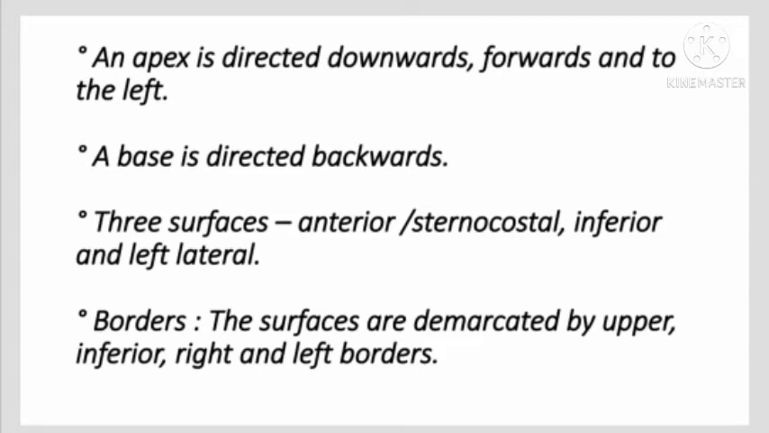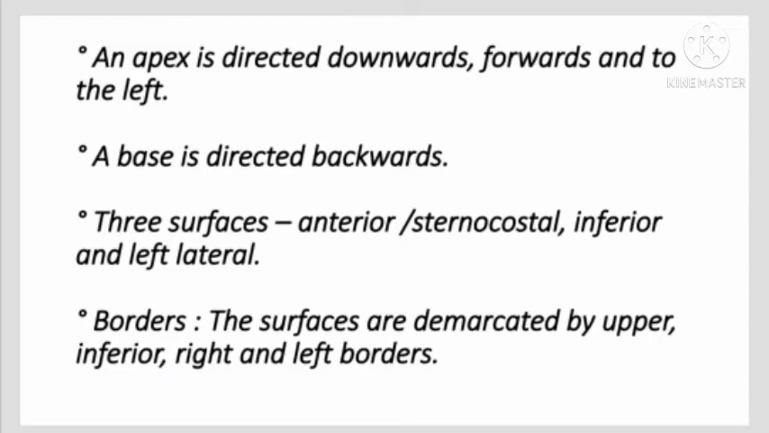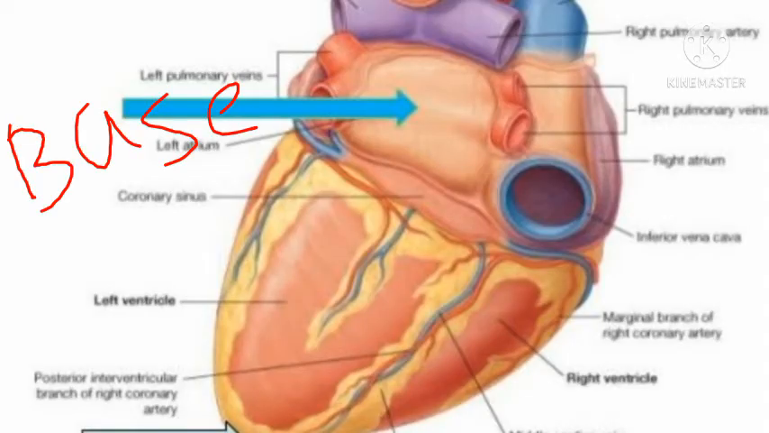The direction of the blood flow and the direction of the apex both are the same. This is the apex of the heart and it is directed downward, forward and to the left. A base is directed backwards. This is the base of the heart.